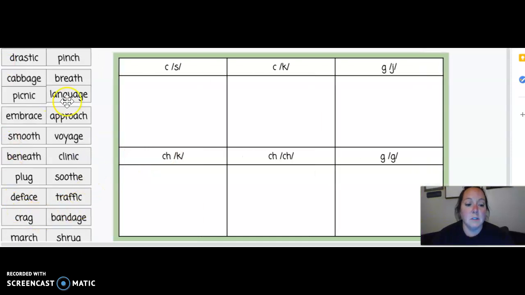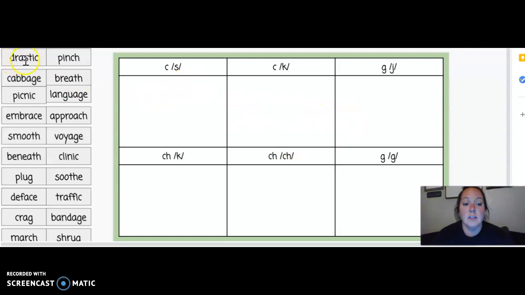So you have all of these word cards, and here are your end sounds. A C that makes the S sound, a C that makes the K sound, a G that makes J, a G that makes G, CH that makes Ch, and CH that makes K. So you're going to read a word and then choose which box it belongs in.